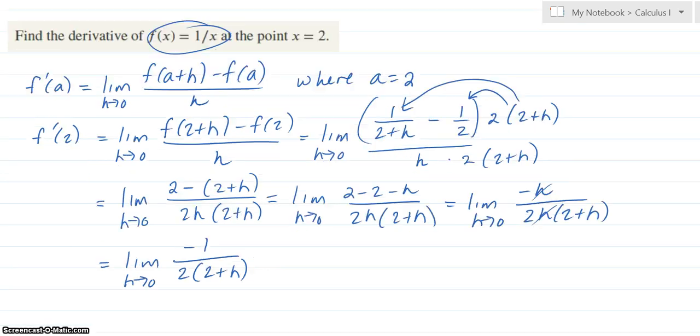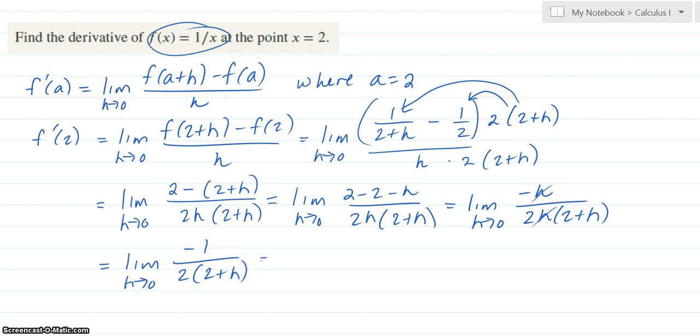You can multiply this out if you want now, or you could just plug in, because now there's no problem point, there's no hole. That is a continuous function at h equals 0. So that is going to be negative 1 over 2 times 2 plus 0, or just negative 1/4. That is the answer. The derivative at 2 is negative 1/4.